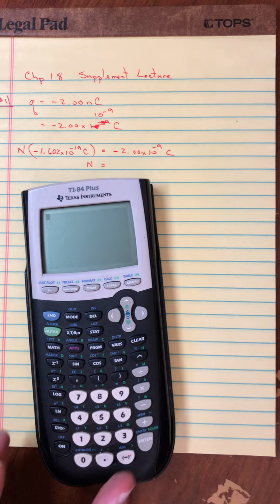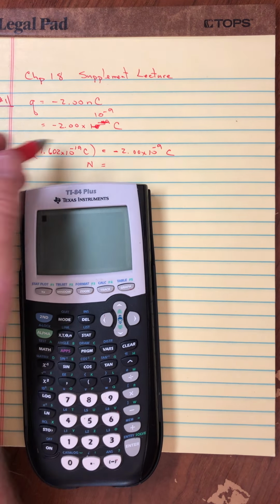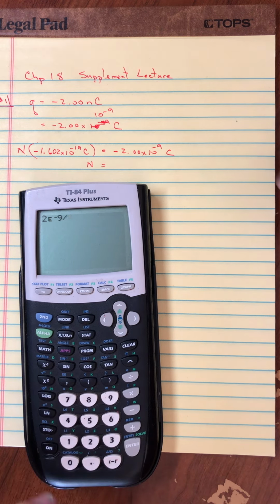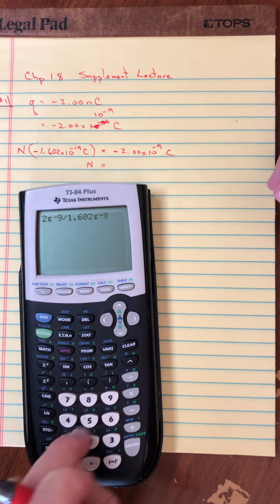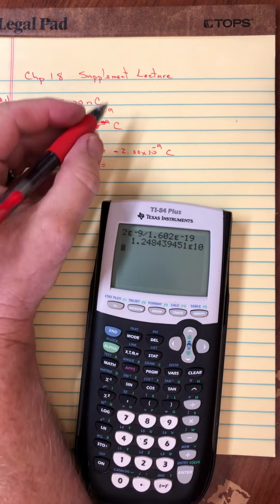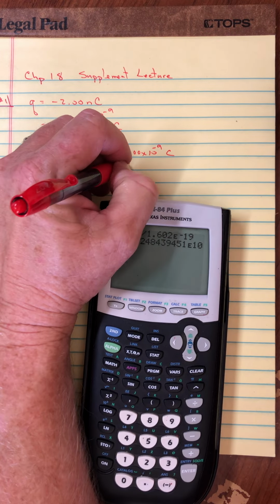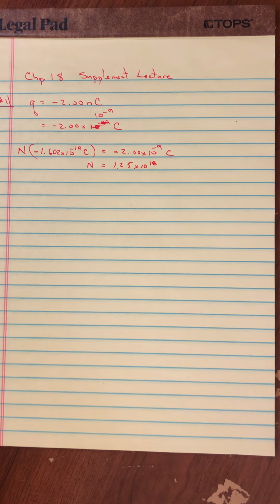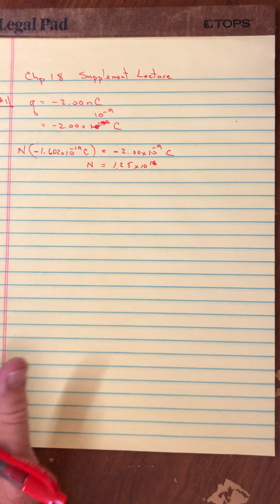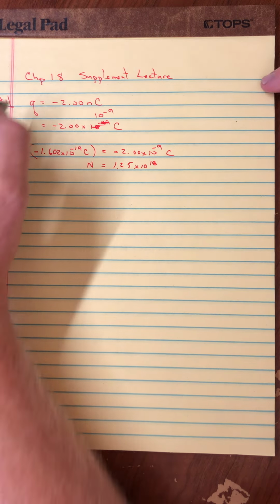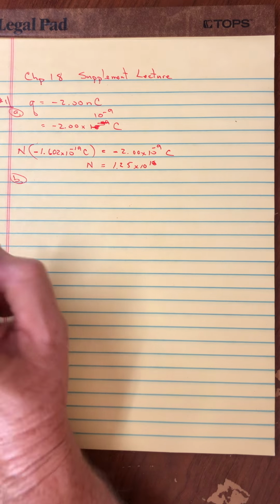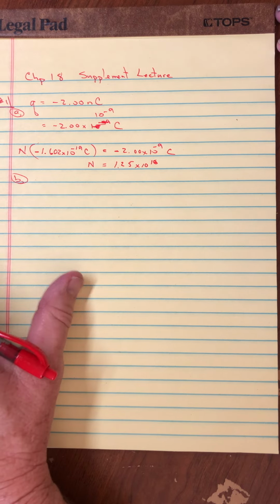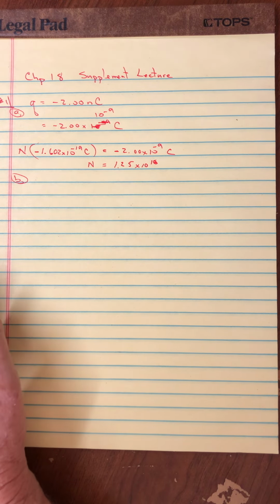And so grabbing a calculator here, I'll just cancel the negatives in my head. So we'll go 2 times 10 to the negative 9, and then divide that by 1.602 times 10 to the negative 19. And so this comes out to be 1.25 times 10 to the 10th. And so that's how many electrons in that. Now, this is A, part B then says how many electrons must be removed from a neutral object to leave a net charge of 0.5 microcoulombs.